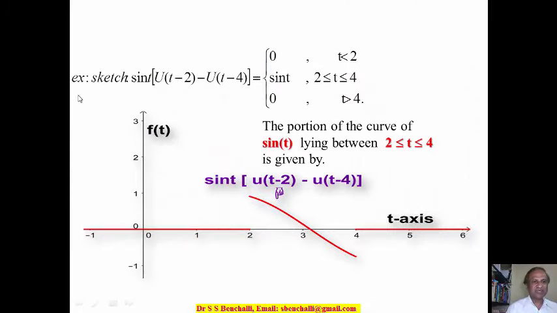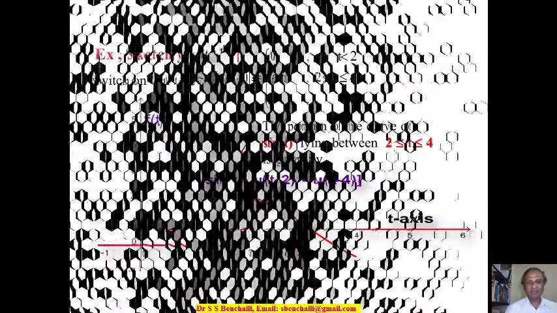Is it clear? Exactly in the similar way, sometimes they may ask us to sketch sin t into u of t minus 2 minus u of t minus 4. It can be defined in this way. The portion of the curve sin t lying between 2 and 4 is given by this; I hope you are observing the curve. Is it clear? Less than 2, off. Greater than 4, off. In between 2 and 4, it is on.